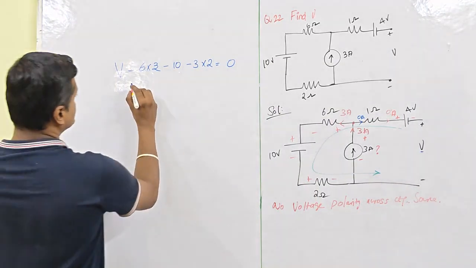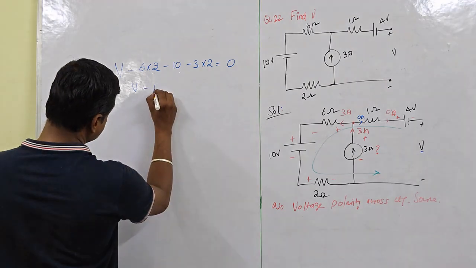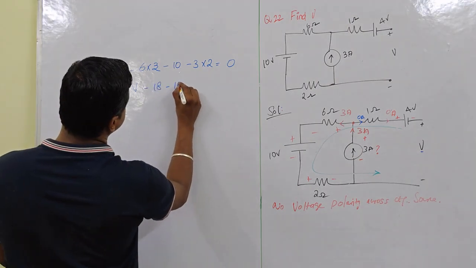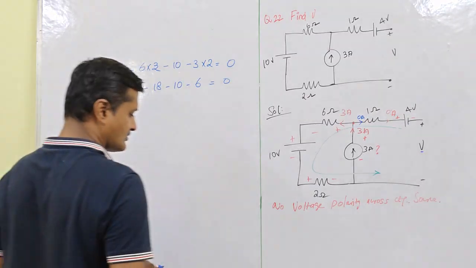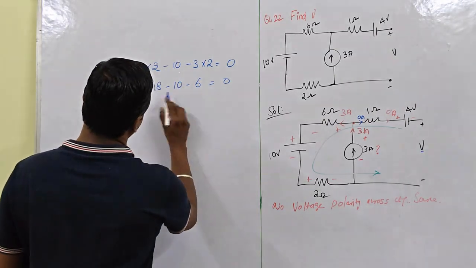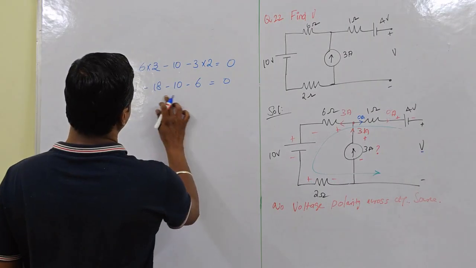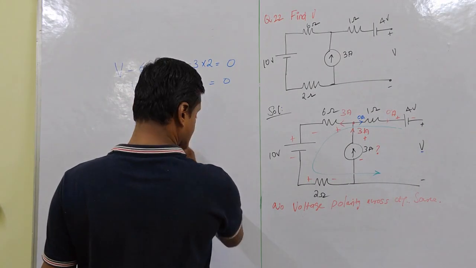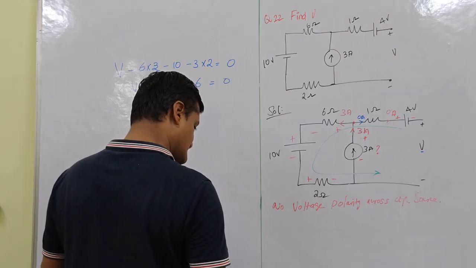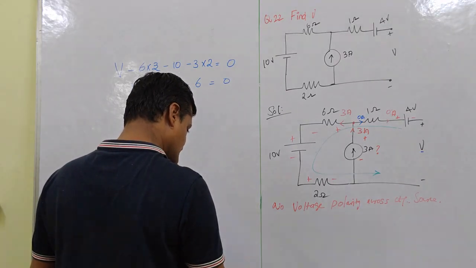So what is the value? So V, 18 minus 10, 6, that is equal to 0. So what is the value of V? So V is 18 plus 6, 10 plus, that is 28, and so on, V is 10.